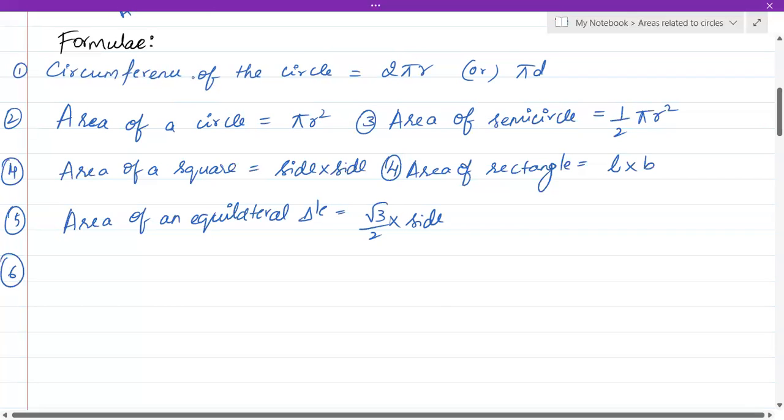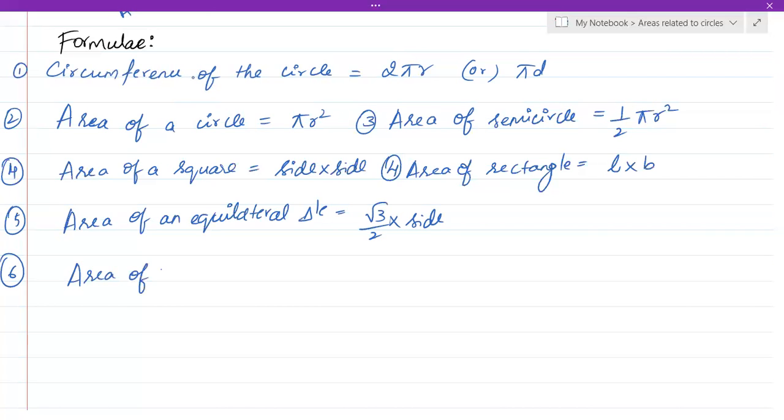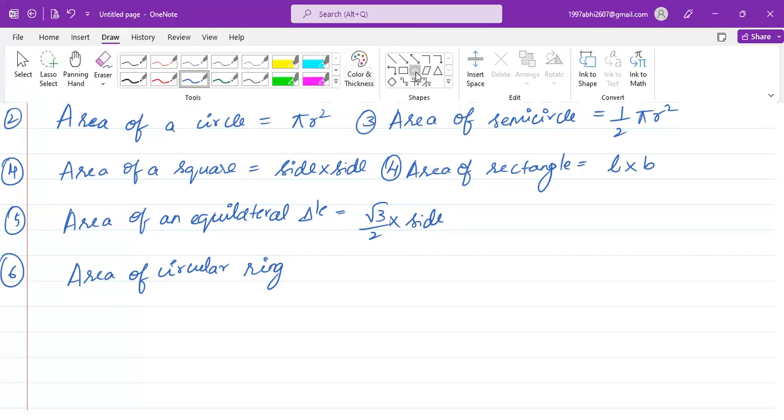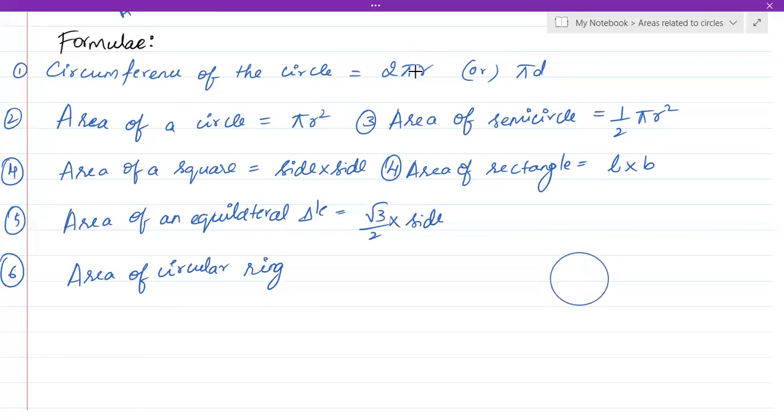Area of a circular ring. What is a circular ring? Let's take two concentric circles. What are concentric circles? Circles with the same center but different radii. Something like this. I'm sorry, let me draw it properly.